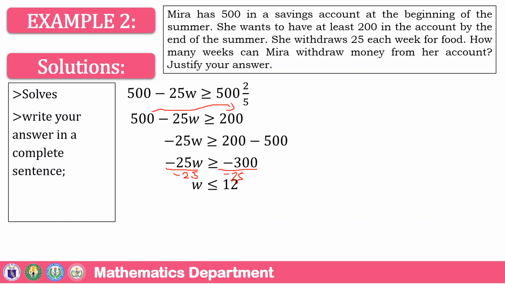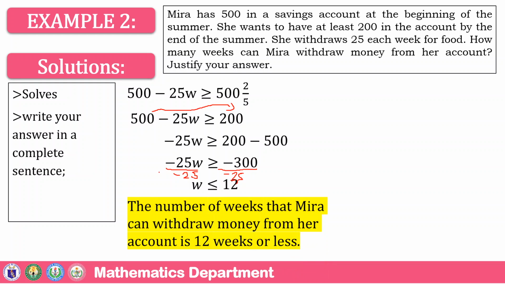And then, so, write natin yung ating answer, ito, complete answer. So, therefore, the number of weeks that Mira can withdraw money from her account is 12 weeks or less. So, ibig sabihin, dahil gusto niya is magkaroon siya ng at least 200. So, that is maximum na number ng weeks na mag-withdraw siya is 12 weeks. So, pagka 12 weeks siya nag-withdraw, ibig sabihin, sakto, meron siyang 200 at the end of the summer.